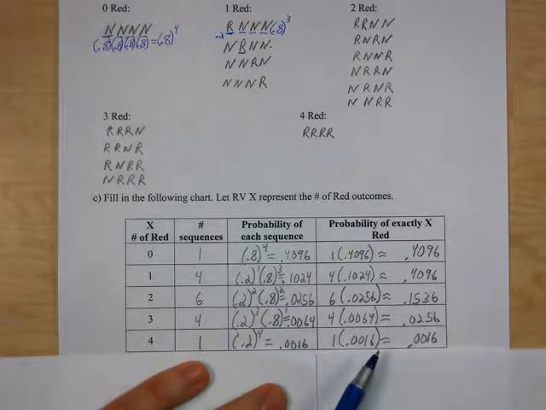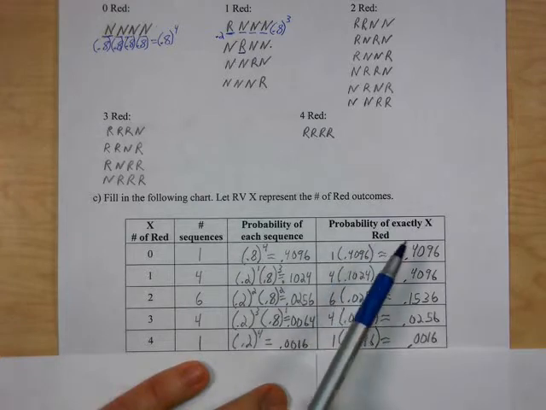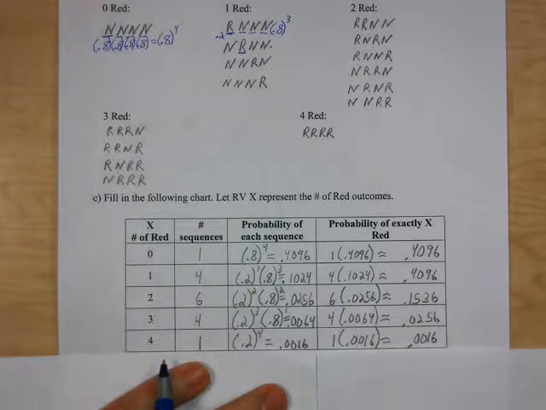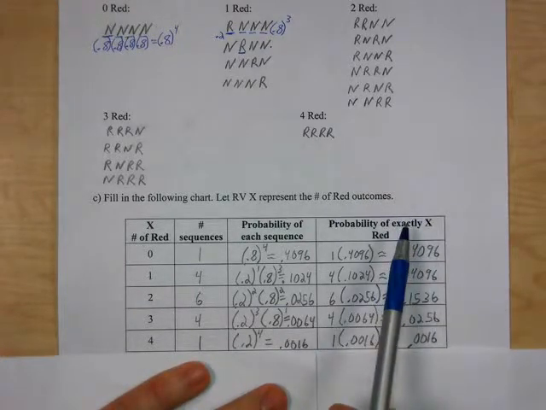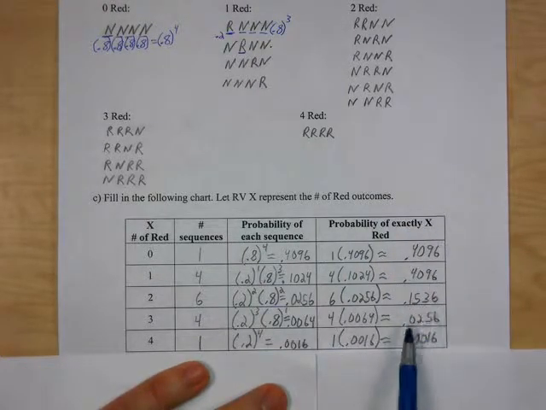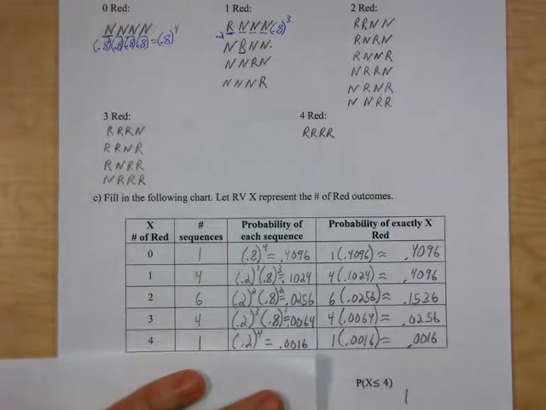Okay. Now what you might notice is the only possibilities for the number of reds were 0, 1, 2, 3, or 4. So that means when you take the probability of exactly x reds, nothing else can happen except 0, 1, 2, 3, or 4 reds. Add these probabilities up, and you will get 1. Okay, if you don't believe me, go ahead and do it.